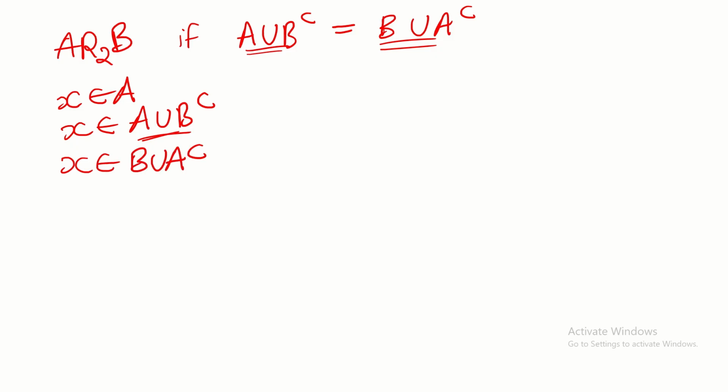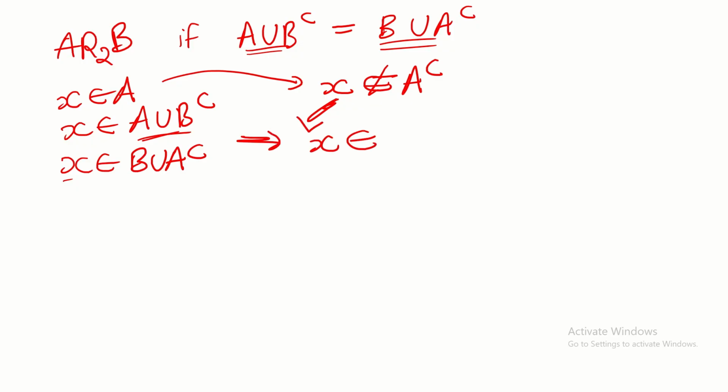Now if X belongs to A, this means that X does not belong to A complement, because A complement is all elements which are not in A, that is, outside A in the universal set. So if X belongs to A, then X cannot belong to A complement. Therefore, for both of these to be true, X must belong to B, because then only X can belong to the union of B and A complement. So if X belongs to A, X belongs to B, this means A is a subset of or equal to B.